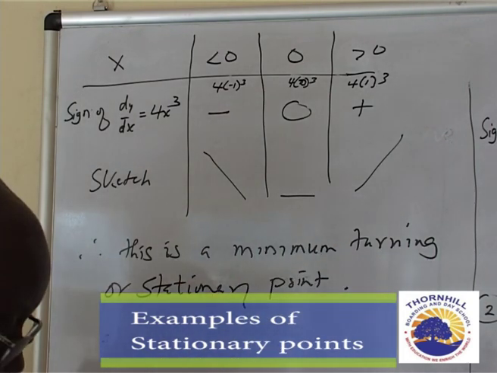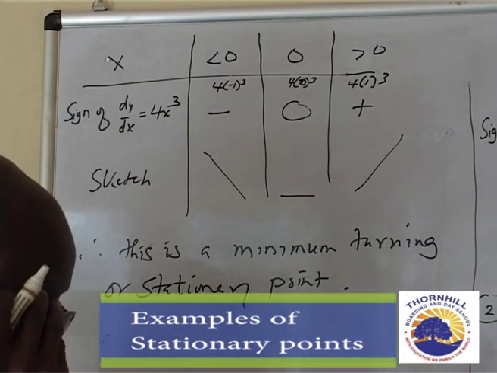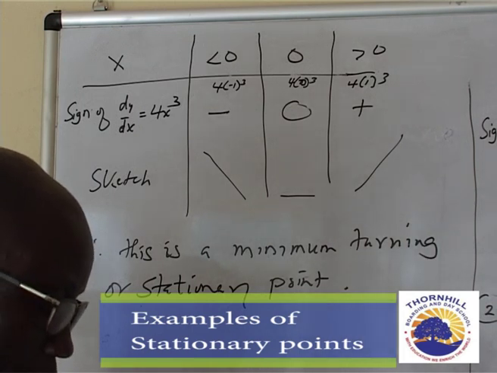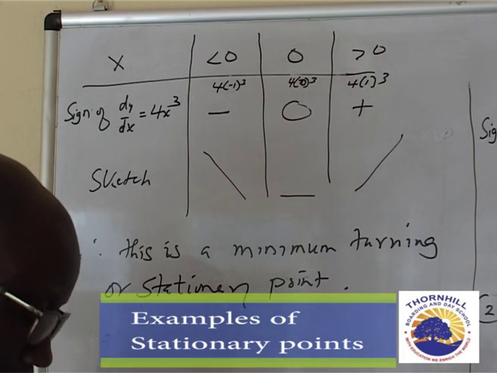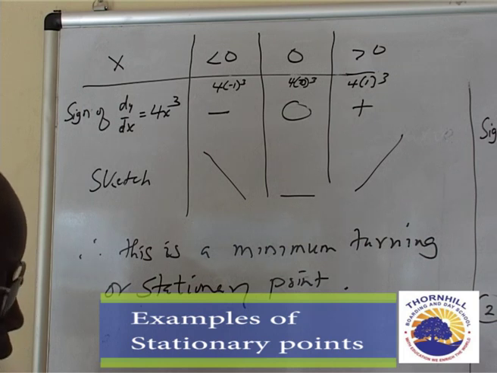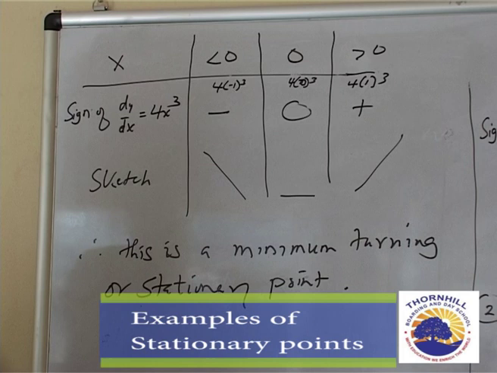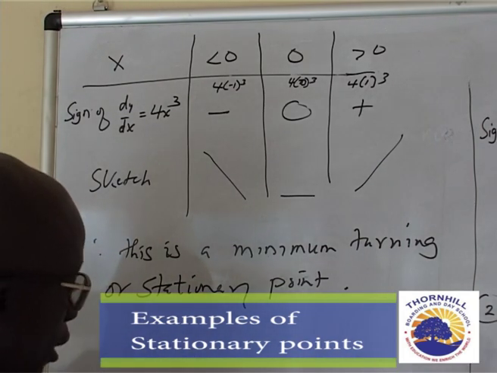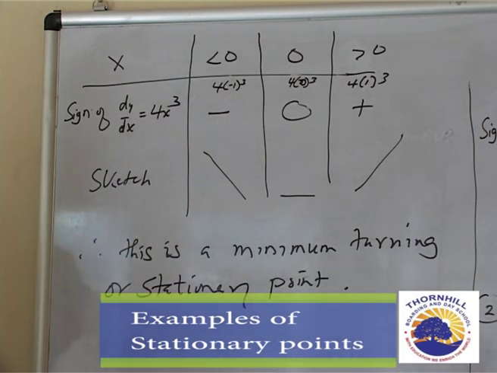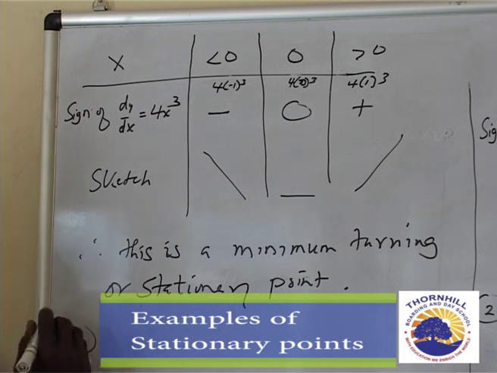Good. So we've seen 2 examples. Let's pick one example on stationary points, then another example on coordinates, so that you have all the various examples. Example 3.